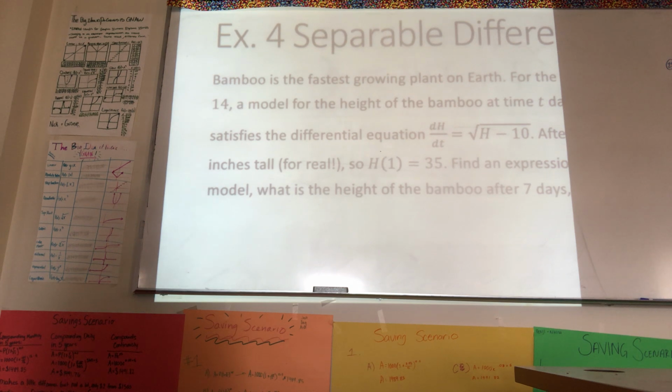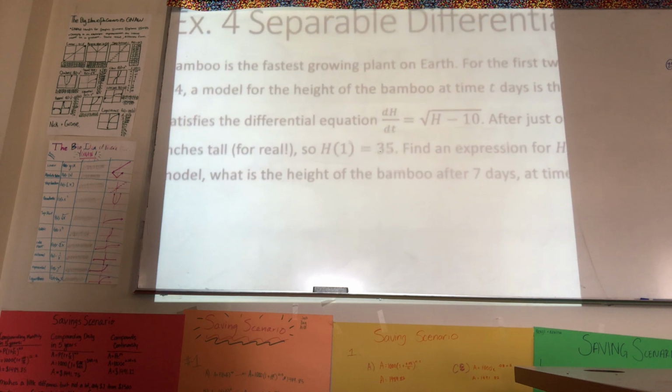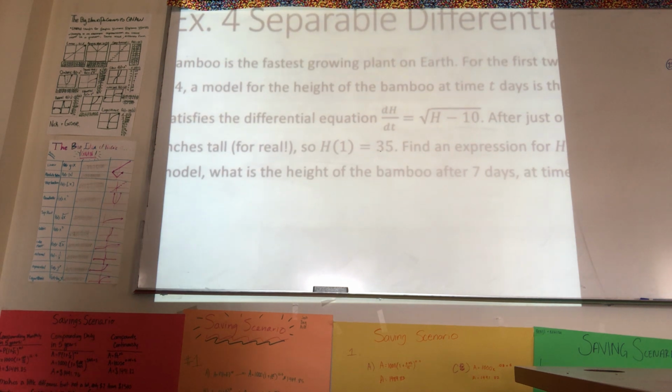So what's h stand for? What do you think? The height. And t stands for? Time, in days. Okay. After just 1 day, the plant is 35 inches tall, for real. So h of 1, I added that in. So h of 1 equals 35. Actually, we have this right. Did some research, some Googling around to figure out real numbers.